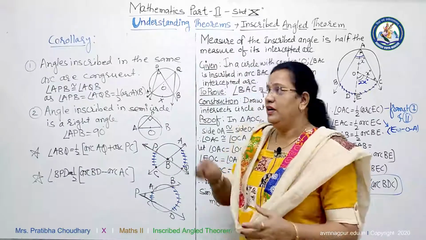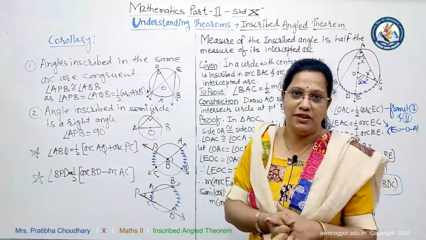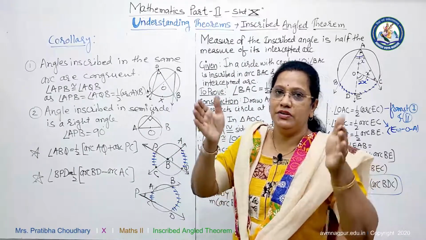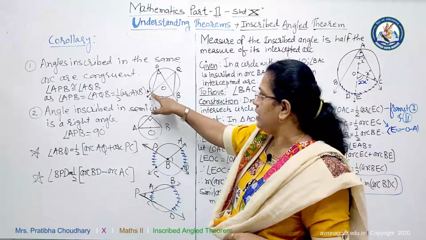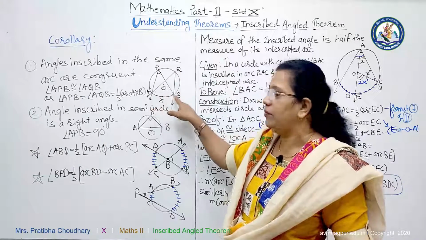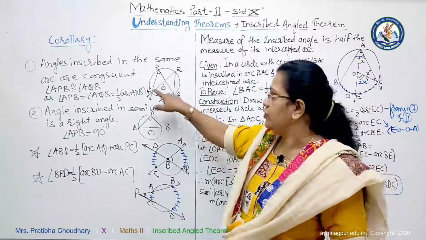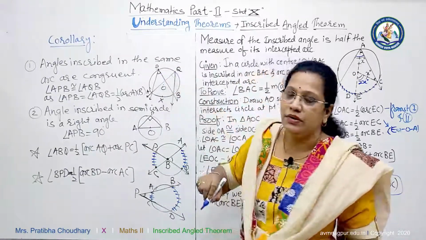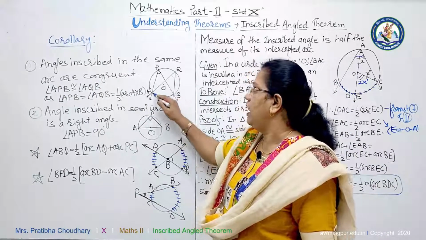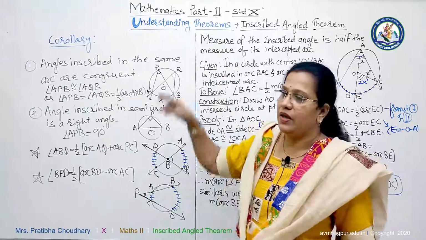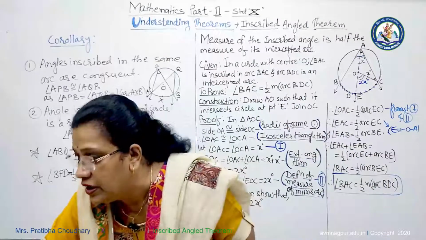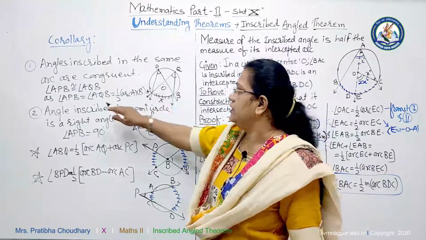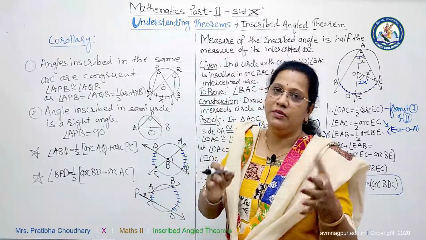Now students, some important corollaries are related to this inscribed angle theorem. The first one is angles inscribed in the same arc are congruent. Here you can see angle APB and angle AQB have common endpoints; only their vertices are different. So angle APB and angle AQB are congruent to each other. Why? Because both of them have measure half of arc AXB. They are inscribed angles, their measure is half of the measure of the intercepted arc, and their intercepted arc is arc AXB. So the measure of these two angles is equal, therefore they are congruent.